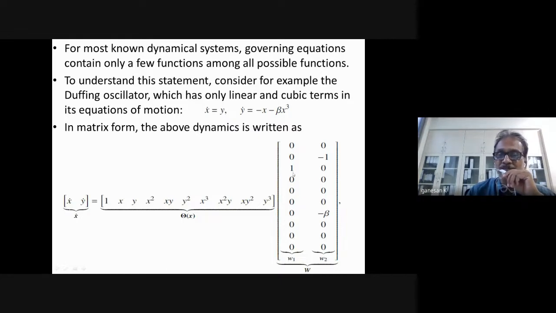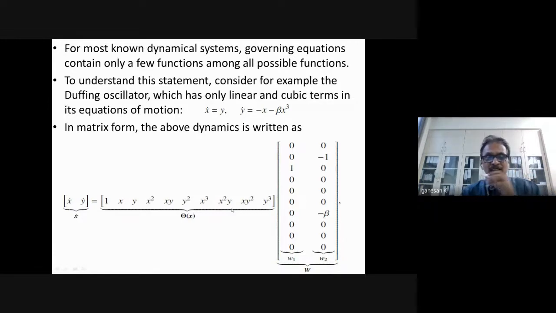So why do I put 0, 0, 1 here? Because when you multiply 1 with 0, x with 0, and 1 with y, you are going to get x dot equal to y. Similarly, you see that there is a minus 1 in the second term. When I multiply, there is a minus x here. And then there is the seventh term, which is minus beta x cubed. You see here the seventh term is x cubed. When I put minus beta here, it is there.